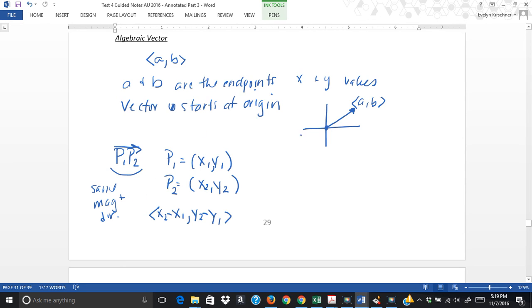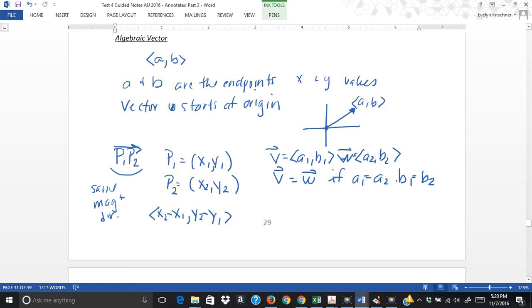And we say two vectors are equal if, so V, which equals ⟨A1, B1⟩, and W, which equals ⟨A2, B2⟩, these are equal. So V equals W if A1 is equal to A2 and B1 equals B2.